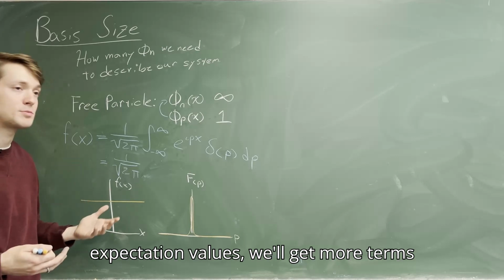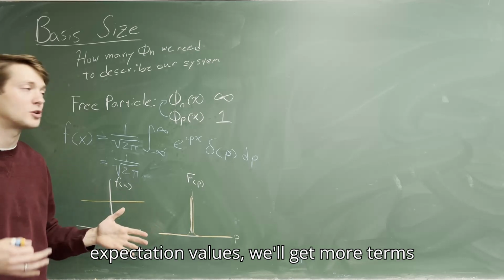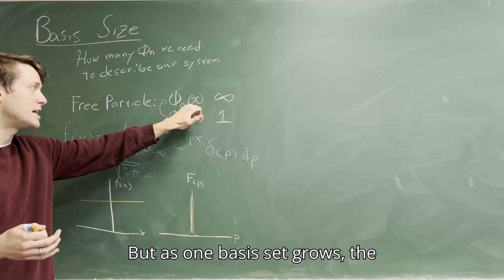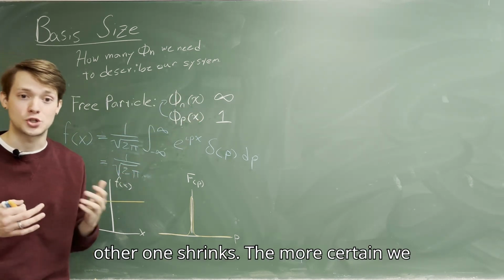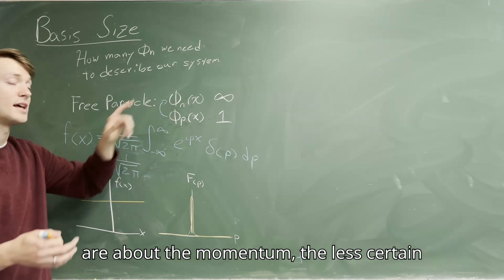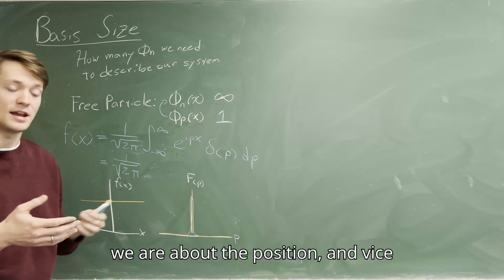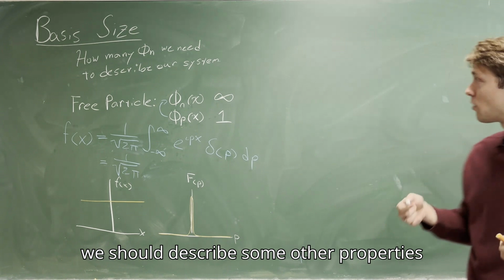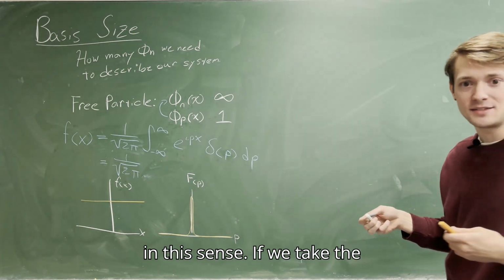When we evaluate expectation values, we'll get more terms mixing together. But as one basis set grows, the other one shrinks. The more certain we are about the momentum, the less certain we are about the position, and vice versa. So we should describe some other properties in this sense.